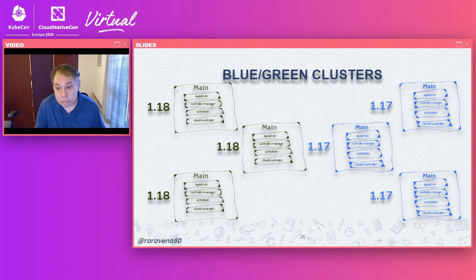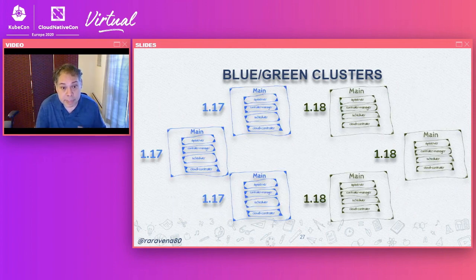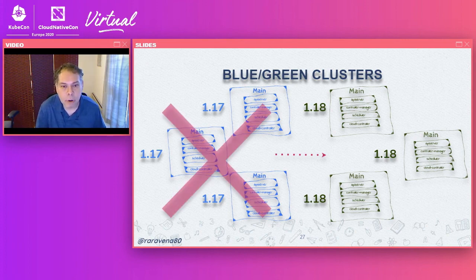And if you have them side by side, you can gradually start copying some of the workloads, say from 1.17 to 1.18. So you have your deployments, your stateful sets, your pods, your secrets, whatever you need to run your workloads, and then you copy them over to the new cluster. And then once you're done copying over all these workloads, you can just get rid of the old cluster. And so get rid of your blue cluster.